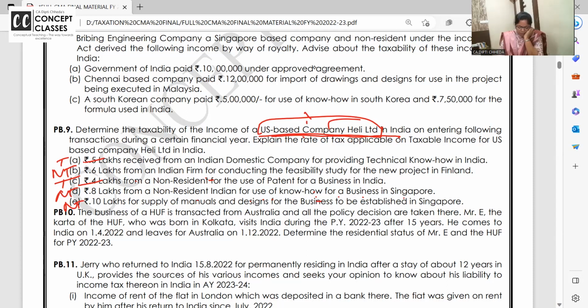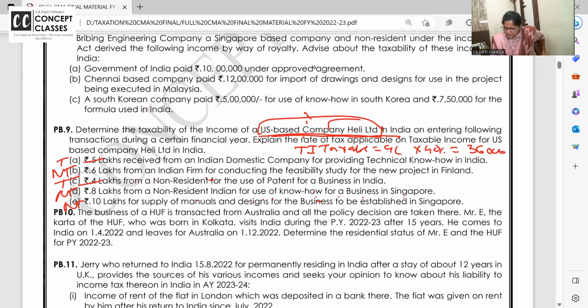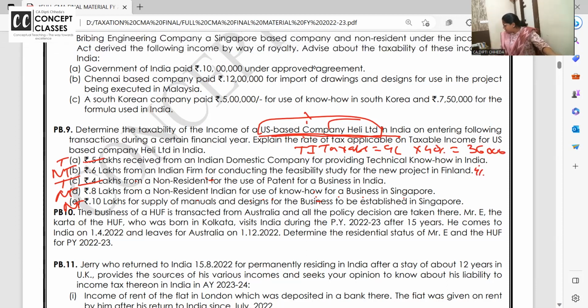For the foreign company, how much income is taxable in India? 9 lakh. What is the tax on 9 lakh for a foreign company? 40%, 36,000, and 4% ESES. How much is it coming? Check once. Those who have done the homework can share the answer, and if they have got a different answer, please discuss. 2 minutes, I'll be back.